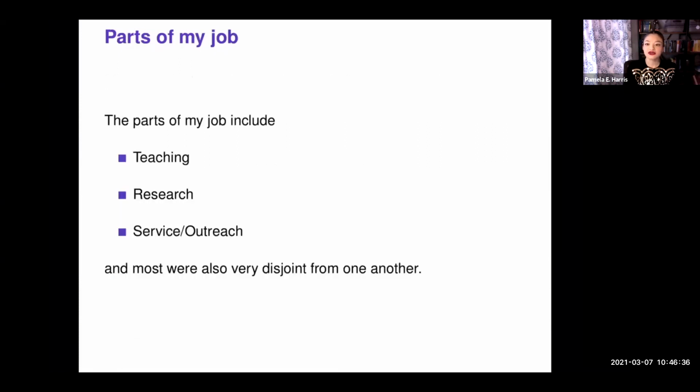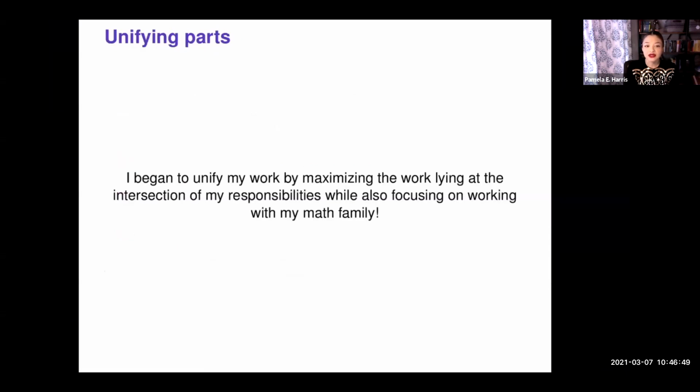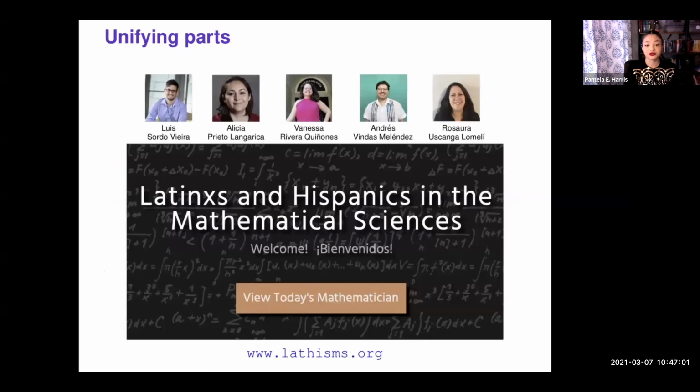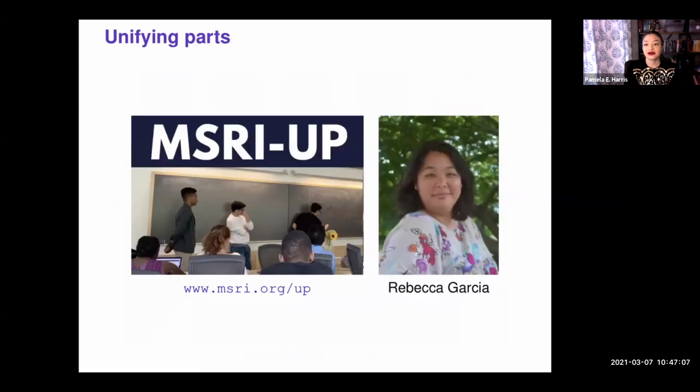And another thing that I started also thinking about was part of my job, right? There's all these parts. I teach, I do research, I do service and outreach. And I also started to think about how I might begin to unify them. And so one of the things that I started working really hard to do is to maximize things at the intersections, all while focusing on working with people who were in my math family. So I got involved and helped create Latisms, so Latinos and Hispanics in the mathematical sciences. I also have the pleasure to work with Rebecca Garcia this summer again at MSRI Up, where I get to do a lot of research with undergraduates and bring in a whole new set of people into our math family.